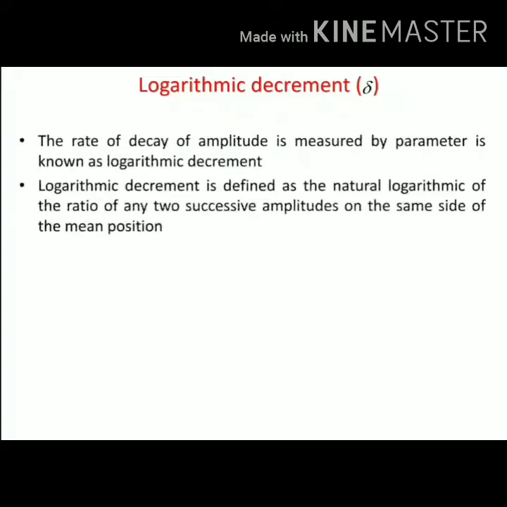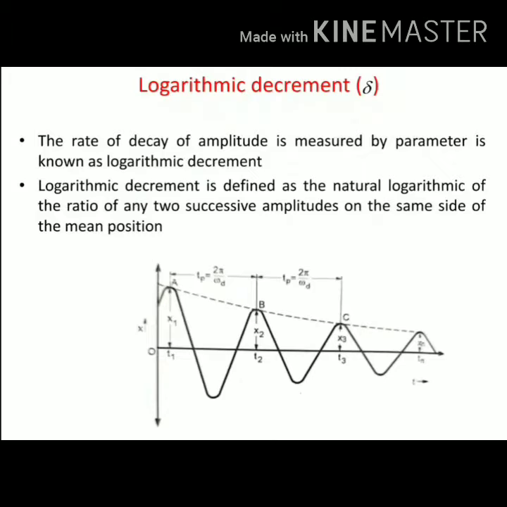Logarithmic decrement is defined as the natural logarithm of the ratio of any two successive amplitudes on the same side of the mean position. So we see here the displacement versus time plot for an underdamped system. Here x1, x2, x3 and xn are the amplitudes at the times t1, t2, t3 and tn respectively. Here time period is equal to 2 pi by omega d, where omega d is the damped natural frequency.